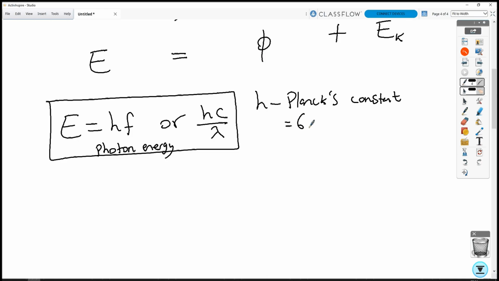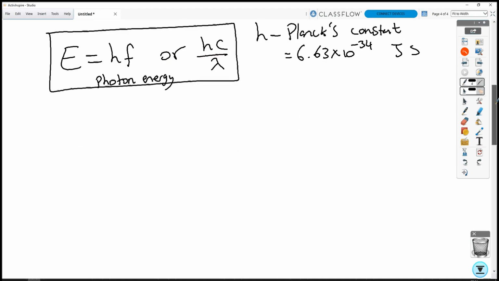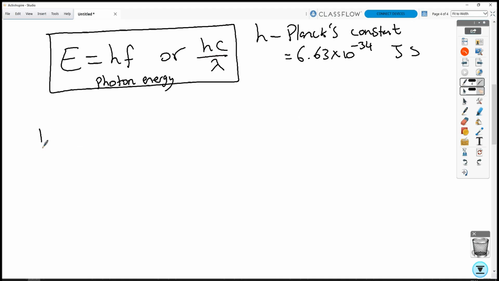Which is equal to 6.63 times 10 to the minus 34 joule seconds. So this now will give us two versions of Einstein's photoelectric equation, because now we know what the energy of that photon was. So we simply substitute either hf into E, or we substitute hc over lambda into E. And when we do that, we get two new equations.